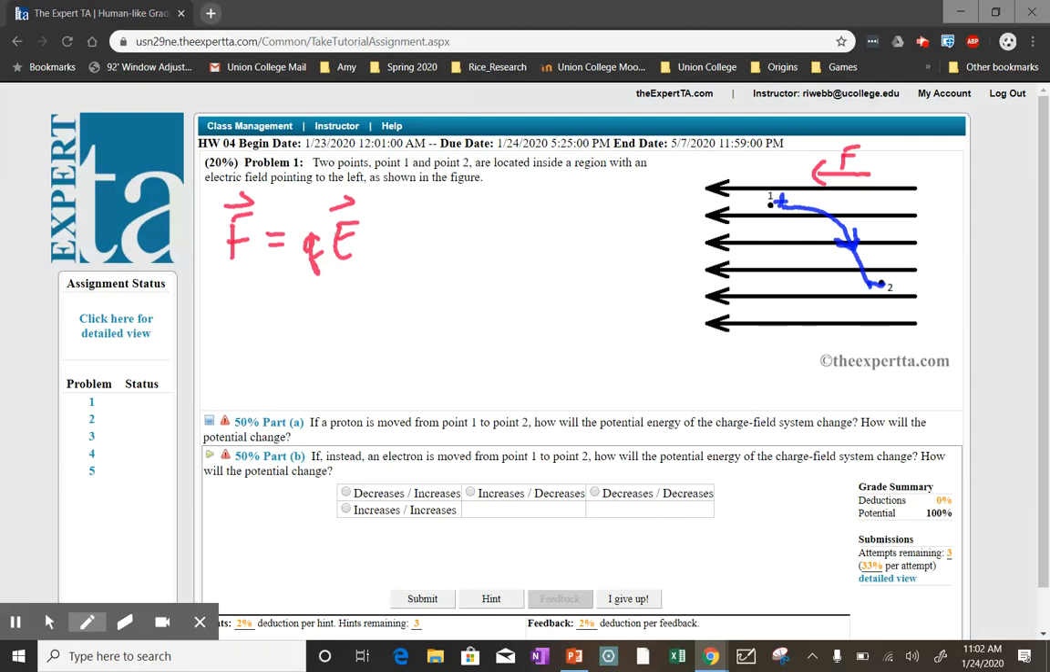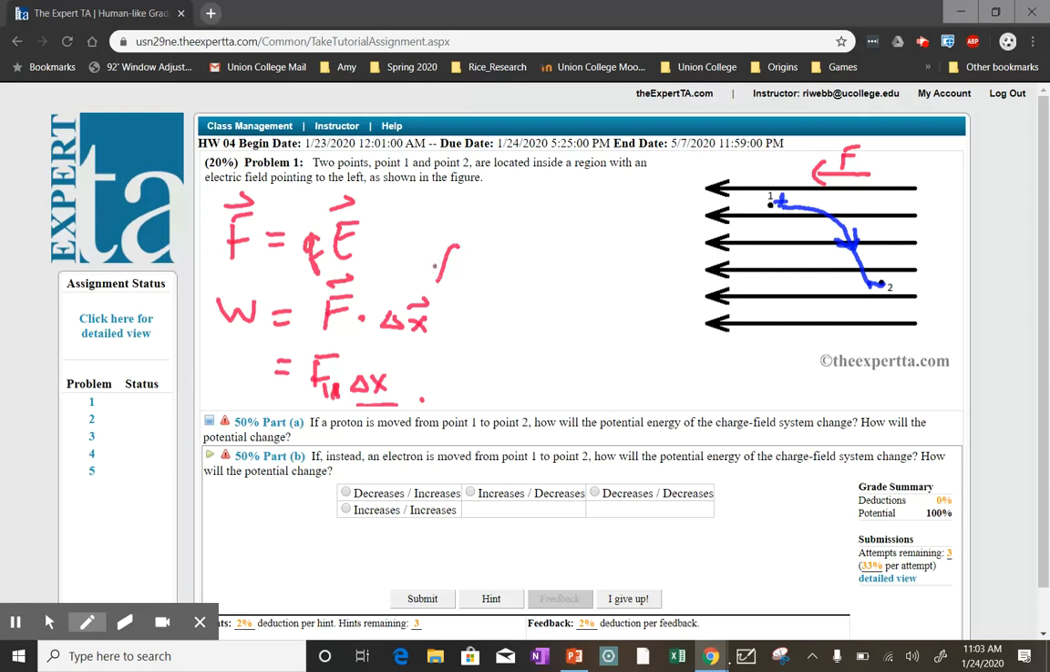So since work is equal to force vector dot delta x, or force times distance parallel, or force parallel times distance, the question we have to ask ourselves is: did the charge move any in the left or right direction? Yes. Did it move to the right or to the left? It moved to the right. So my distance was to the right.